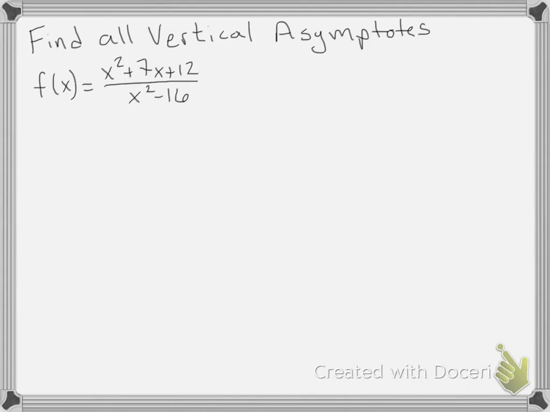So we have a lot of potential x values that could be vertical asymptotes, an infinite amount, in fact. X equals 1, x equals 2, x equals 17, x equals negative 8. I don't want to have to check every single one of those numbers. So what we do is we come up with a list of potential candidates.